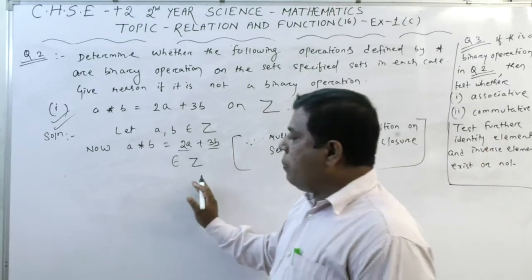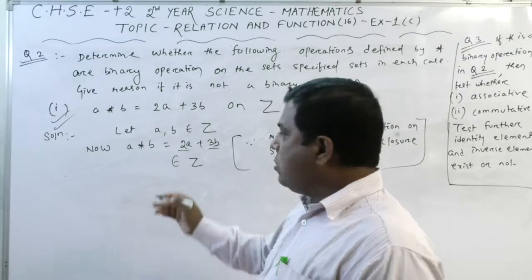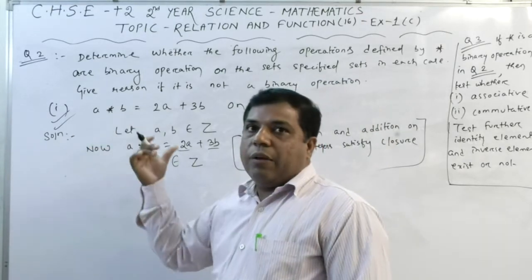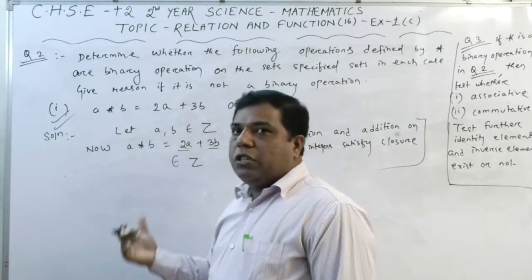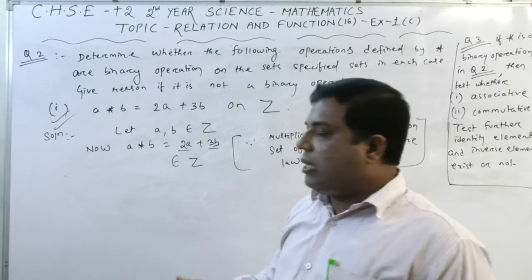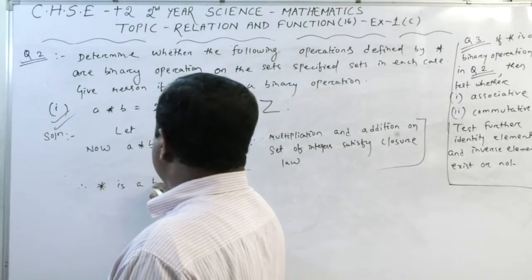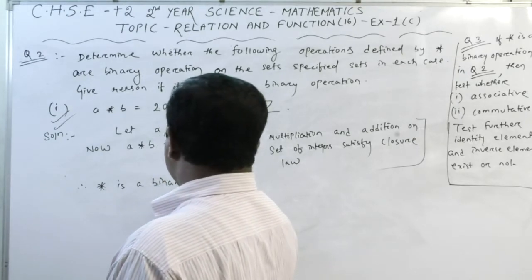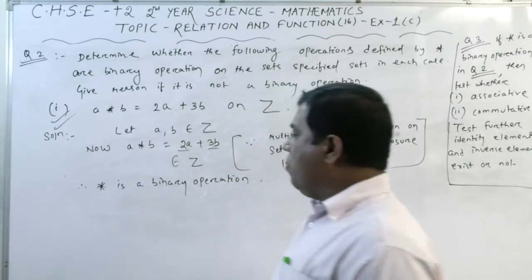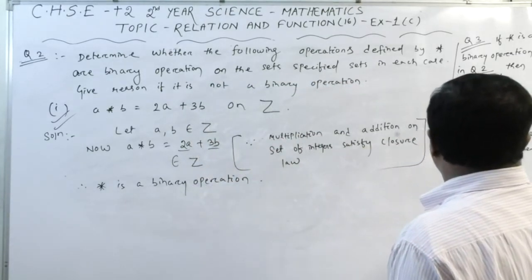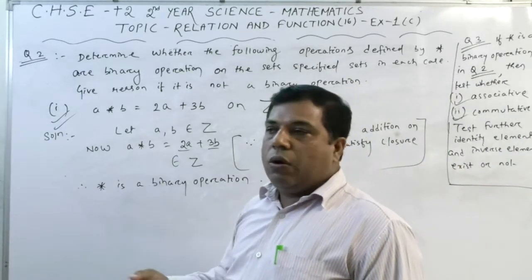Now it is clear about the operation. Yes, this A star B is a binary operation as both elements belong to the set and their result after the operation also belongs to the same set. Therefore, we can say star is a binary operation. Clear? So this is about the binary operation. Now we will check whether it is commutative or not, whether it is associative or not. That we have to check one by one.